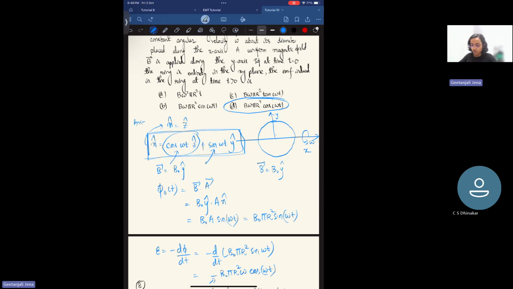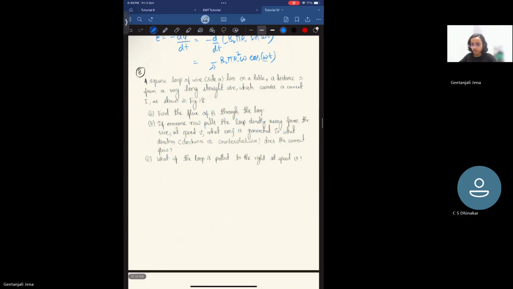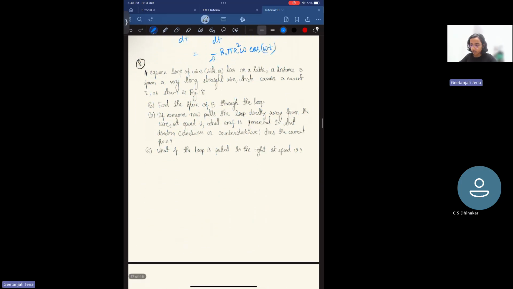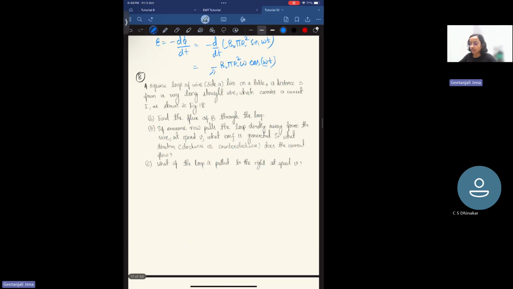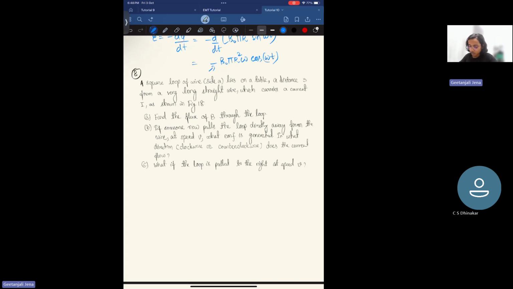Okay. So let us move to our next problem. There is a square loop of side a which lies on a table at a distance s from a very long straight wire. So let me draw it side by side. There is a long wire which carries current I, and there is a square loop.